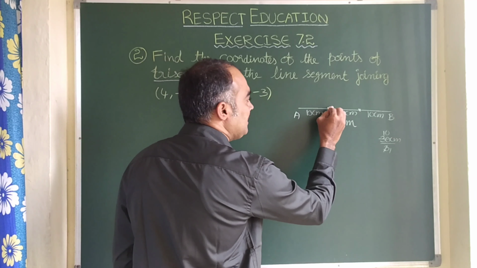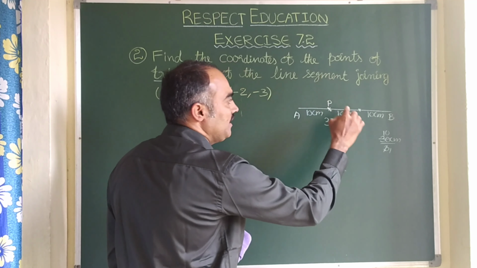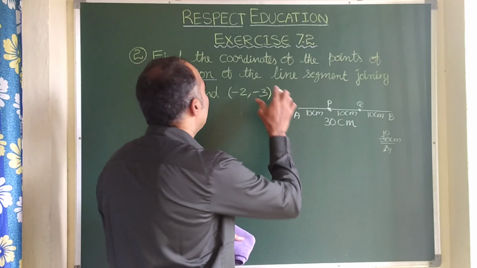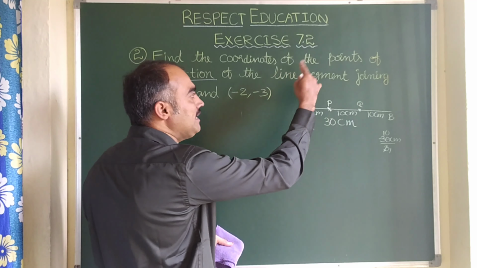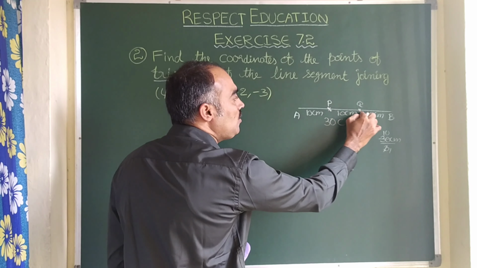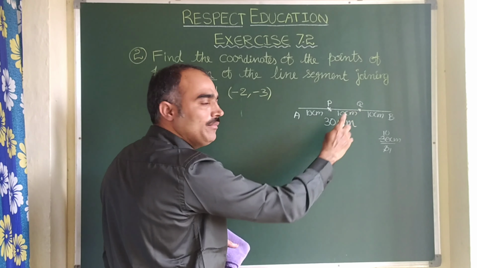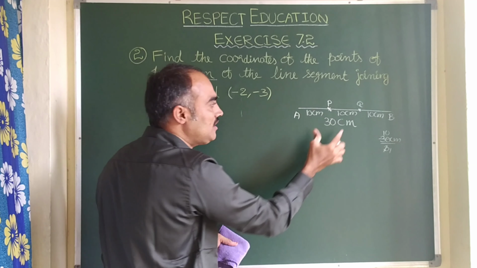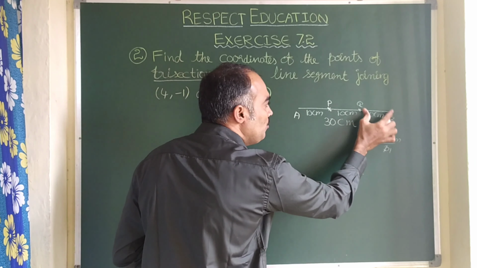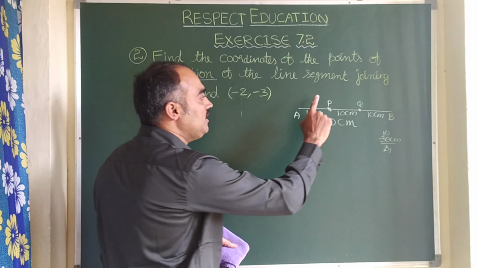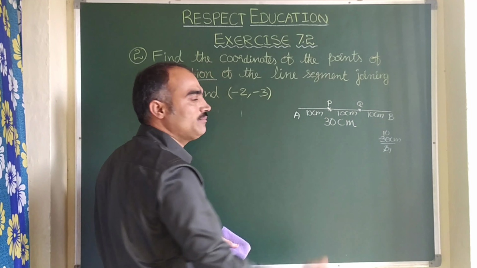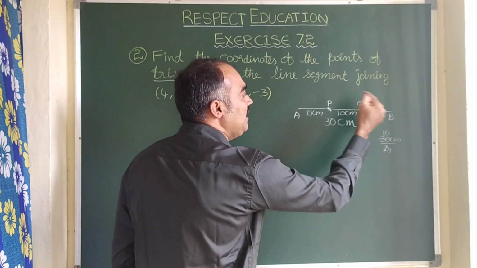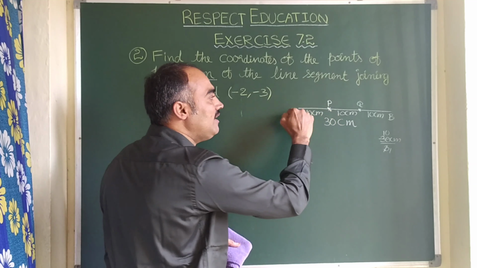Clear? Let us take this point as P, this point as Q. The first thing to understand is that to get the points of trisection, we need to find 2 points that can make the given line segment into 3 equal parts. See here, AP is the first part, PQ is the second part, and QB is the third part. So we need to find 2 points on the line segment AB. And what about the ratio? In what ratio does P divide AB?